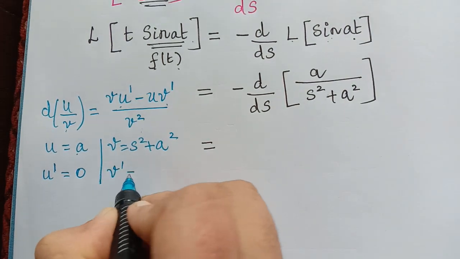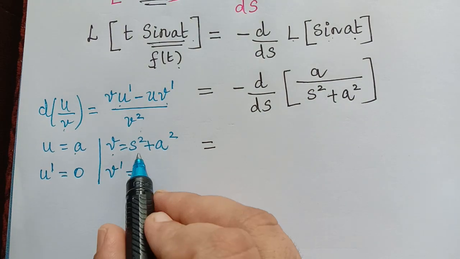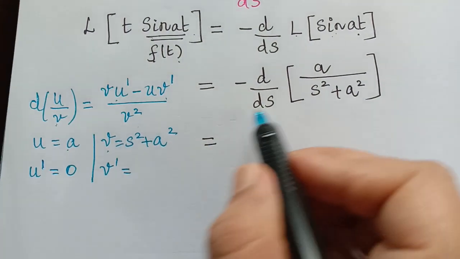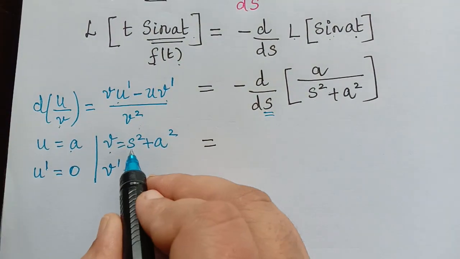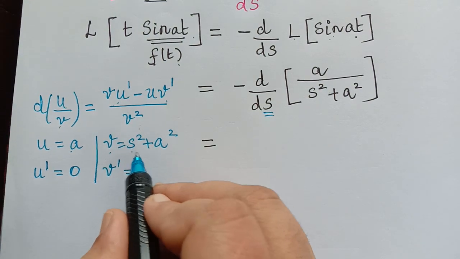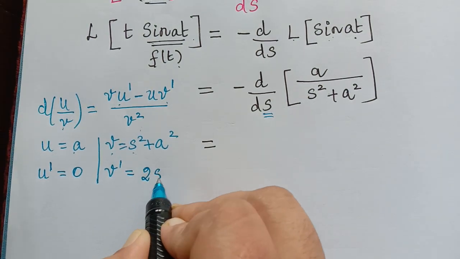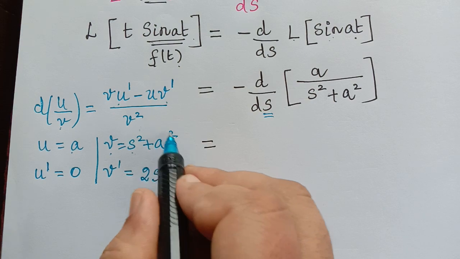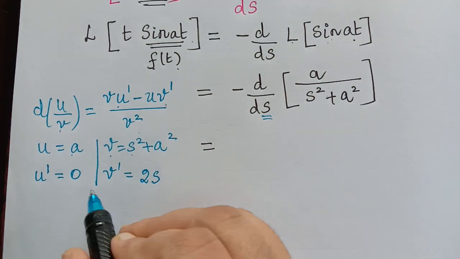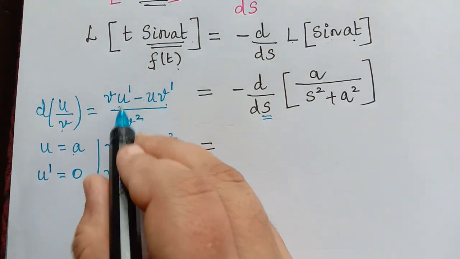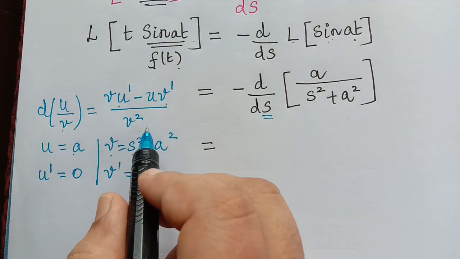v dash is the differentiation of v. Here we are differentiating with respect to s. So the differentiation of s square is 2s, and a square is a constant, so it will become 0. So now we have to substitute in this formula. Let us do that now.